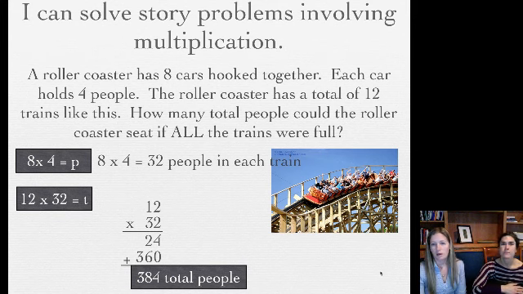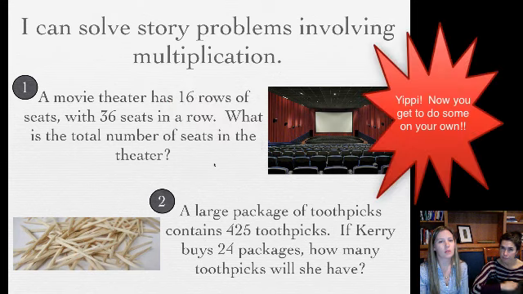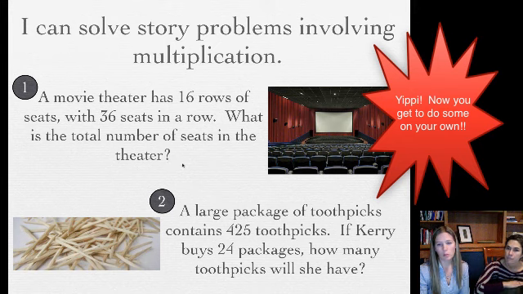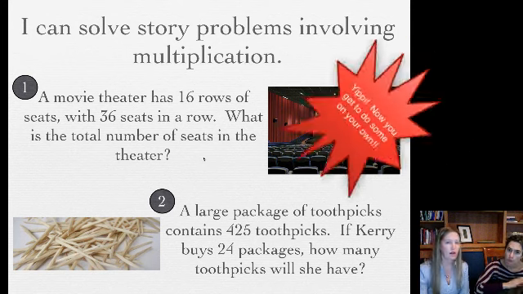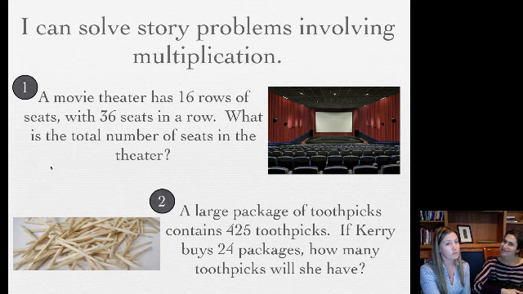All right, now you get to try 2 on your own. So, number 1, a movie theater has 16 rows of seats with 36 seats in a row. So what is the total number of seats in the theater? And please show your work on that in whichever way you prefer. And number 2, a large package of toothpicks contains 425 toothpicks. If Carrie buys 24 packages, how many toothpicks will she have? So again, write it out, show your work, and solve it. And then come on back because we have a couple more to do with decimals.